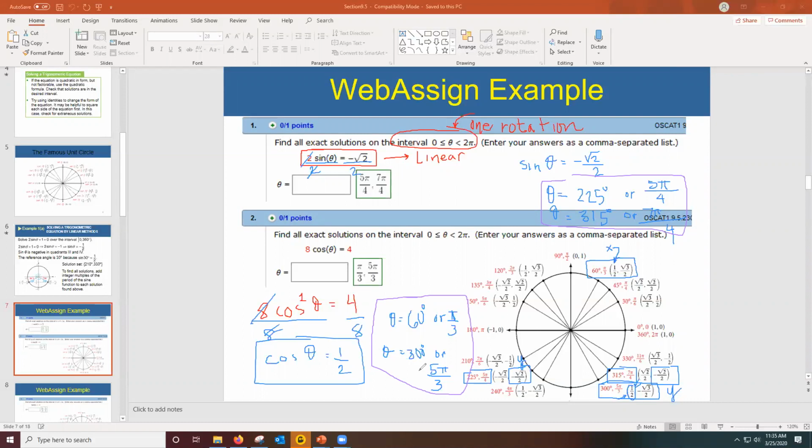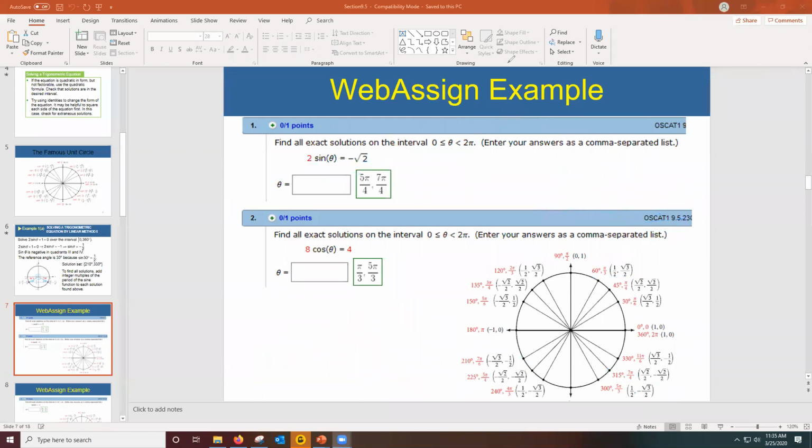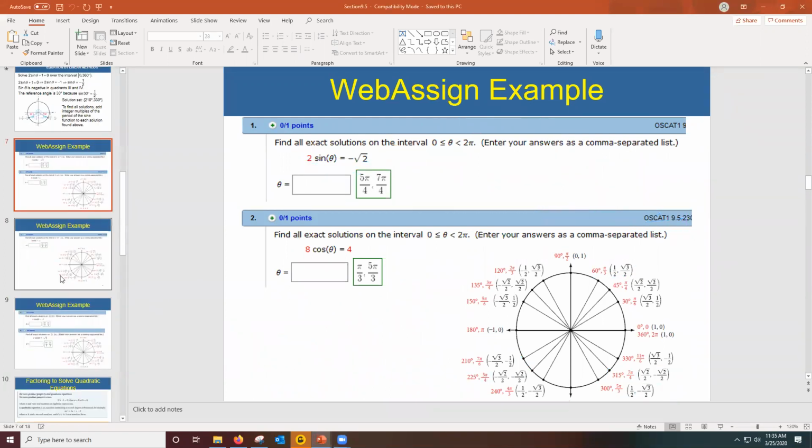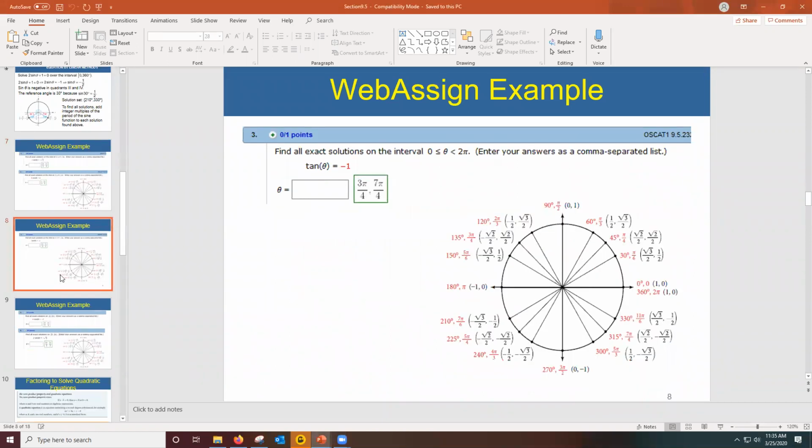Some problems might just have one answer. Some problems might have two answers, like these examples. Some problems could have 4 answers. Some problems could even have 8 answers. So it all depends on the problem. Don't assume that every problem is only going to have 2 answers just because of these examples we did here. All right, let me go do a couple more examples.